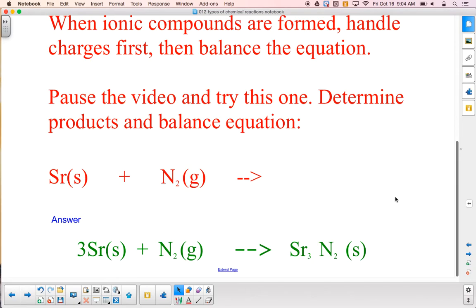Hopefully you came up with the answer. 3 strontiums plus an N2 gas yields an Sr3N2. The equation is balanced, but more importantly, notice that the strontiums and the nitrides got together in the proper ratio to make an ionic compound that doesn't have any charge. You may not have known what physical state to put on the product, but at this point in time, that's okay.